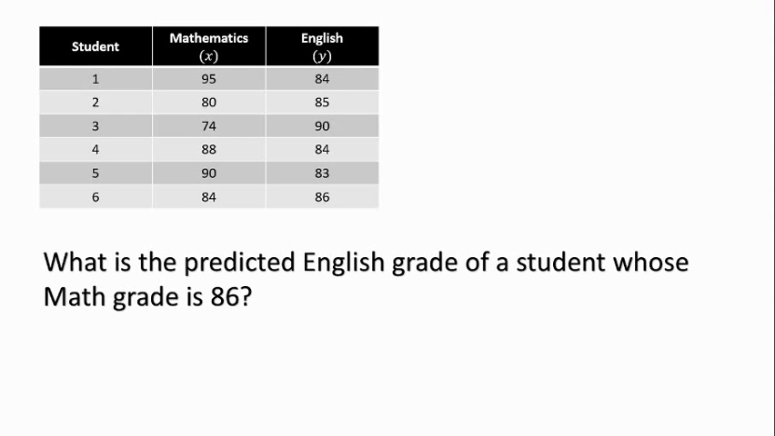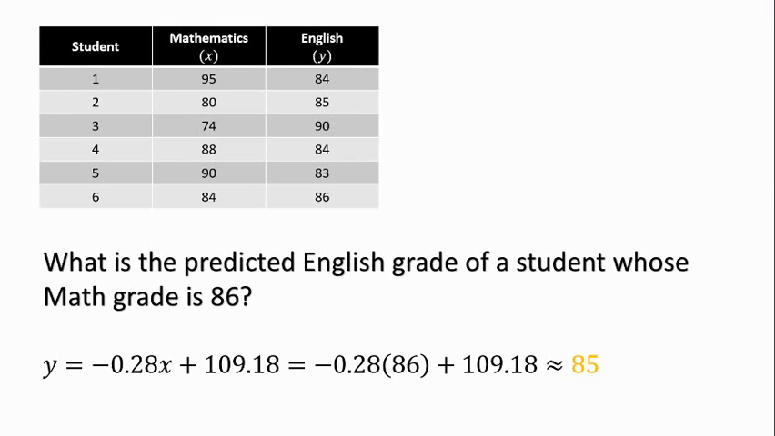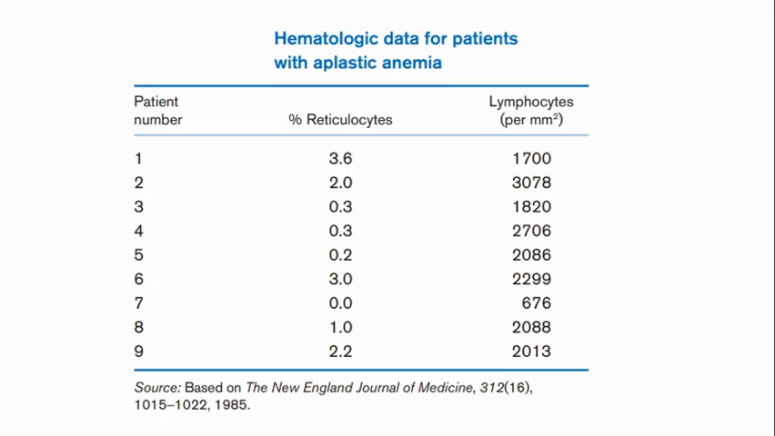Now we can predict the English grade of a student with a math grade of 86. We simply plug in 86 into the equation and get an English grade of approximately 85. Using the same procedure, are you able to forecast the number of lymphocytes when there are 2.5% reticulocytes in this dataset?